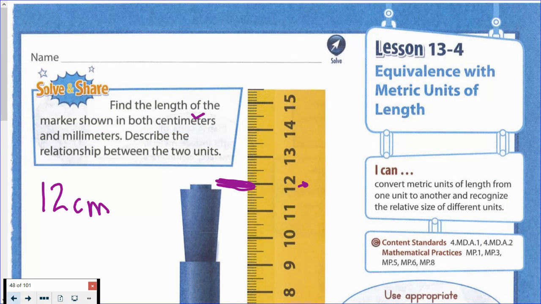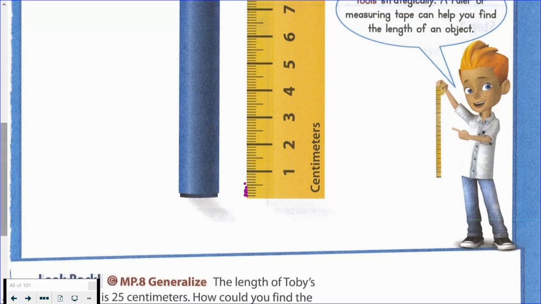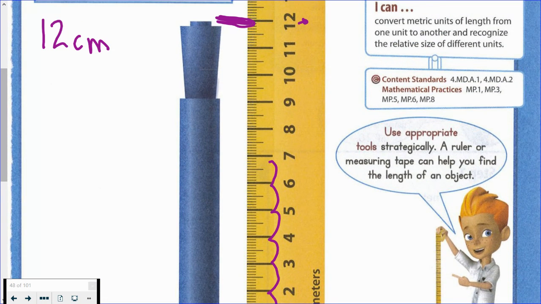Okay, so here's 10, here's 10, here's 10, and on and on, 10 more, and 10 more. So you could skip count by tens. An easier way to do that would be to do multiplication. We have 12 centimeters. We know there are 10 millimeters in each centimeter.